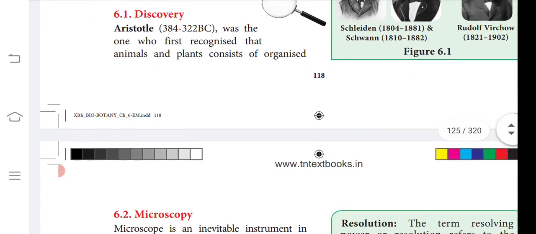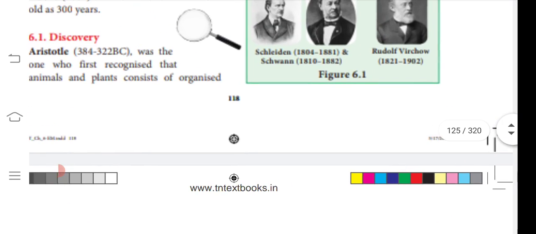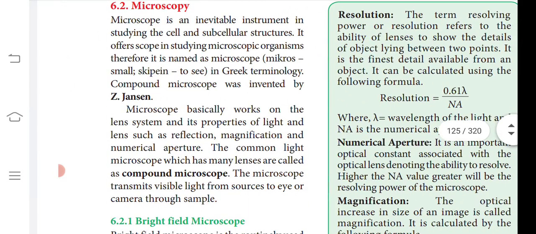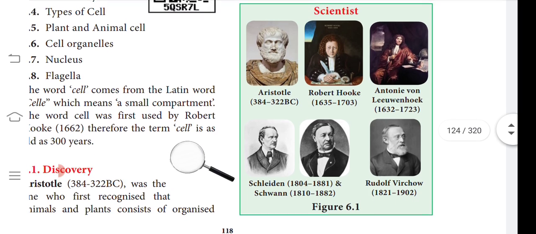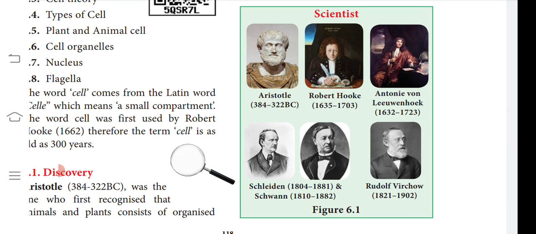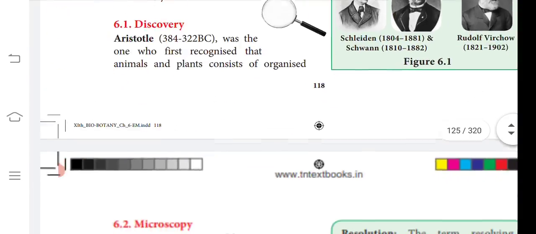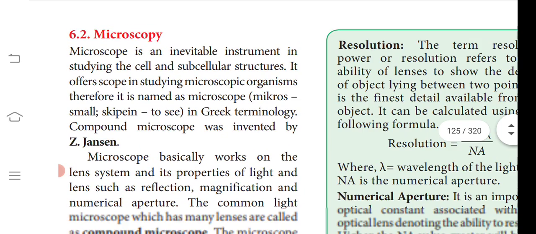Okay, so in discovery, Aristotle was one who recognized that animals and plants consist of basic units, thus forming the cell. These are all the scientists who proposed models and their views on the cell. Coming to this, microscopy is an interesting topic that you have to learn about. Based on the resolution, the aperture and the facilities available in the microscope, we will be able to view different parts of the cell.